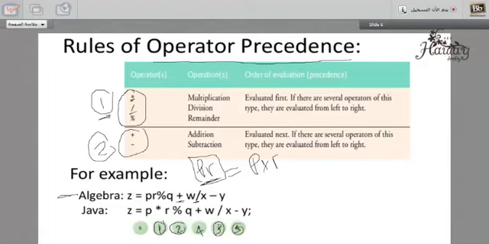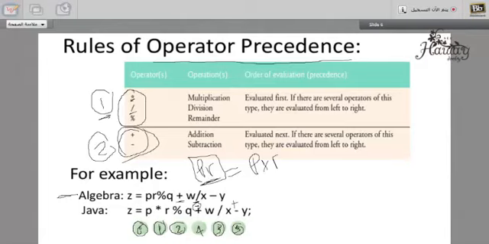And then obviously we have the equality. Equality always comes last. But if we have, for example, a minus here and a plus here, obviously we will deal with the minus first because they are of the same family. Is this understood? How do we deal with the precedence?